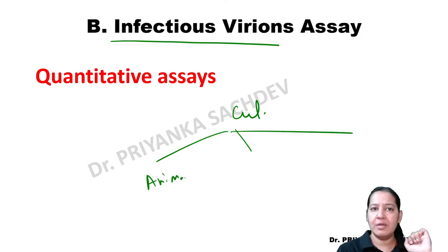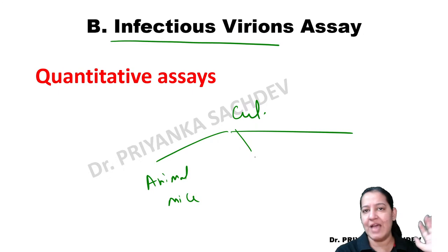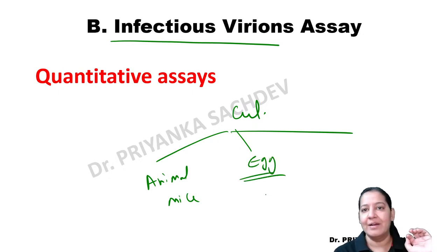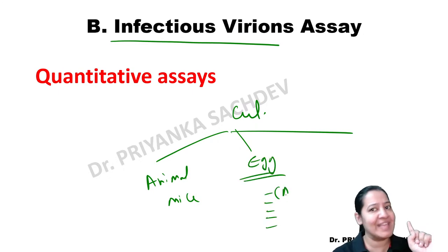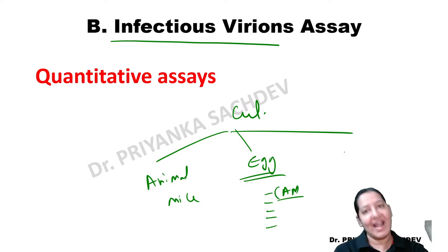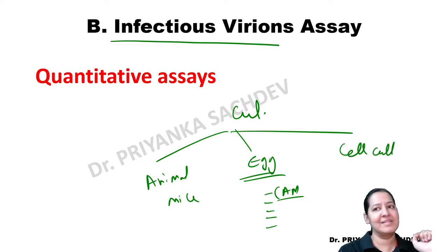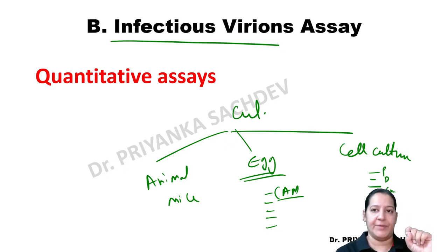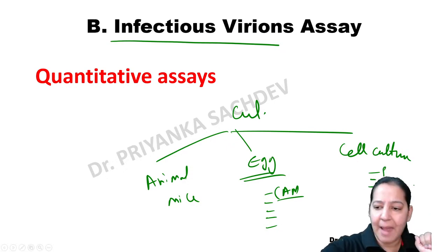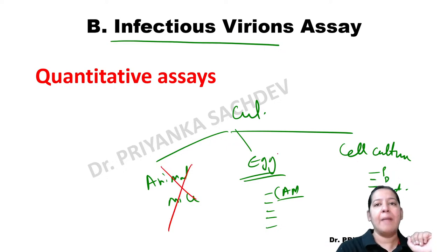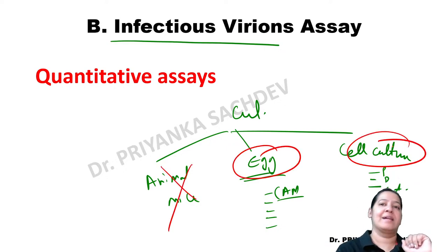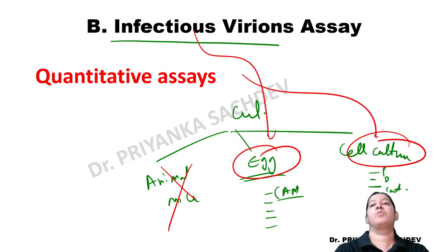Animal inoculation, that is mice, which we don't use. The second is egg, with the four membranes in the egg, the most common being the CAM, the outermost membrane. And the third is cell culture. There are three types of cell culture: primary, diploid, continuous. These are the three methods. I'm not talking about animals; I'm taking egg and cell culture. In egg and cell culture, I will come to know only infectious virus.